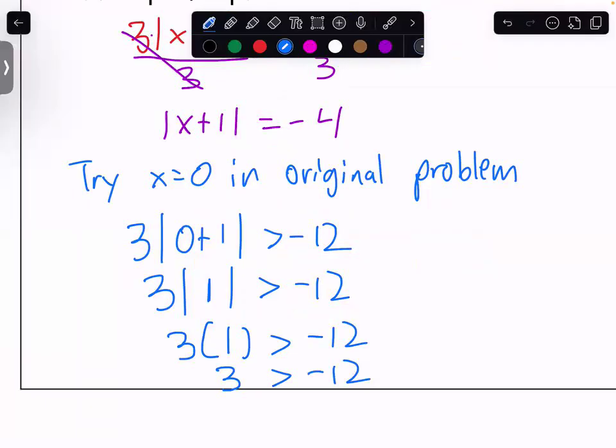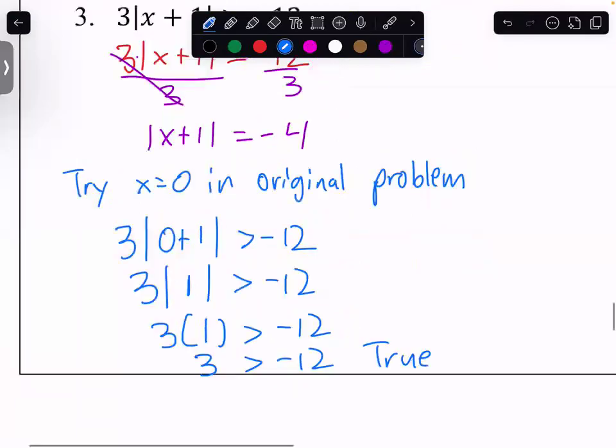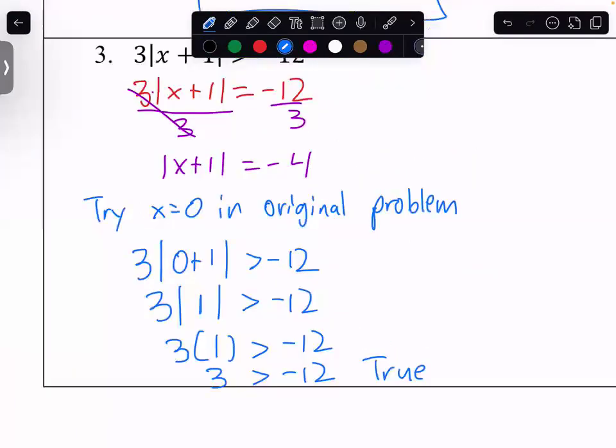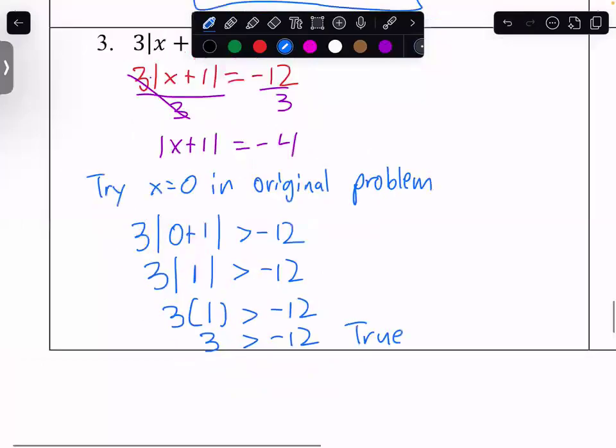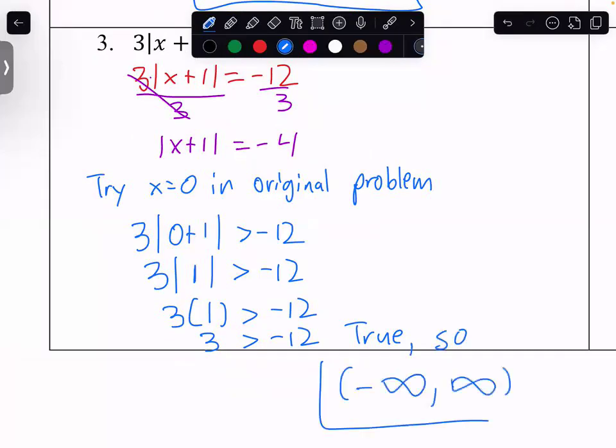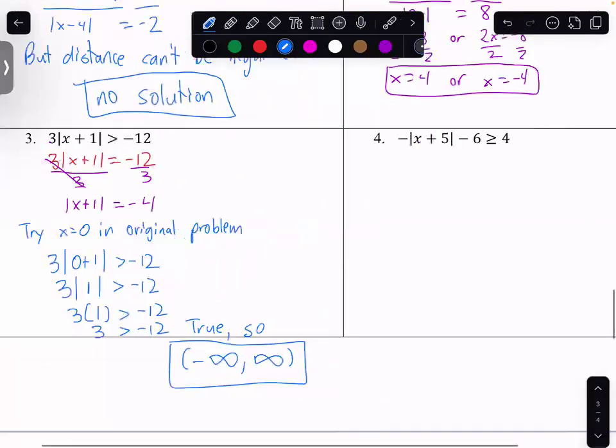Okay, and then now you decide, is this a true statement? Yes, the big end is facing the bigger number, right? Positives are bigger than negatives. Okay, so if you get a true statement, that means that all numbers will work, not just 0. Okay, so let me show you the last possibility.